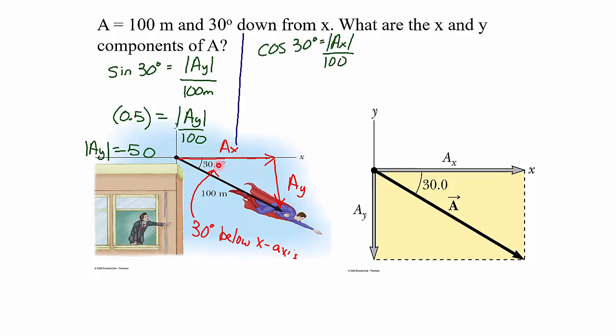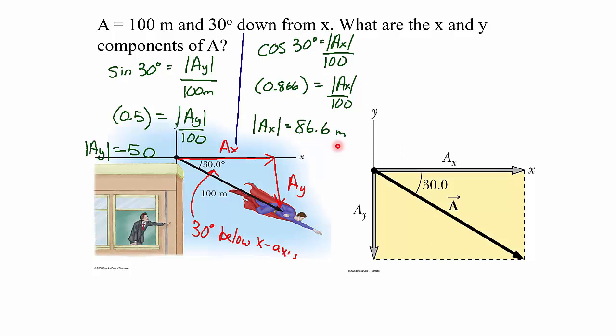The cosine of 30 degrees is the ratio of the adjacent side, which is this x component, divided by the hypotenuse. The cosine of 30 degrees is 0.866. So 0.866 equals that x component over 100 meters. And so then multiplying both sides by 100, I get that the size of that x component is 86.6 meters.